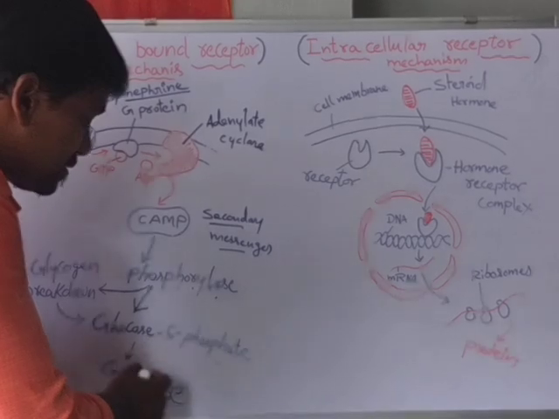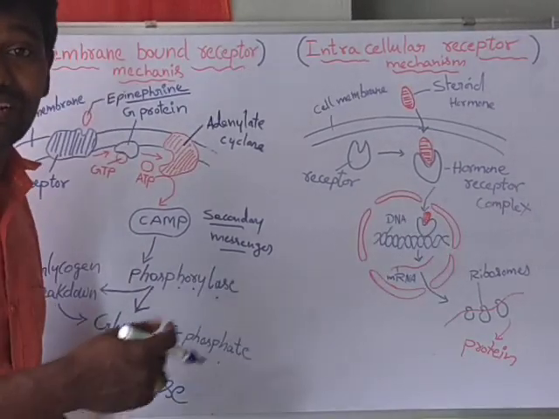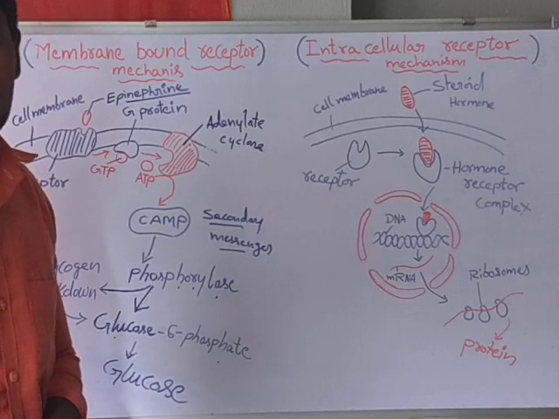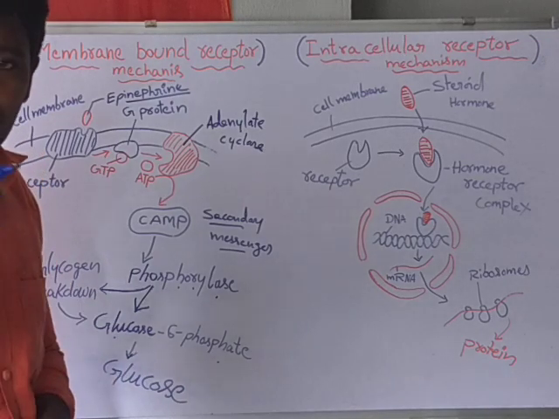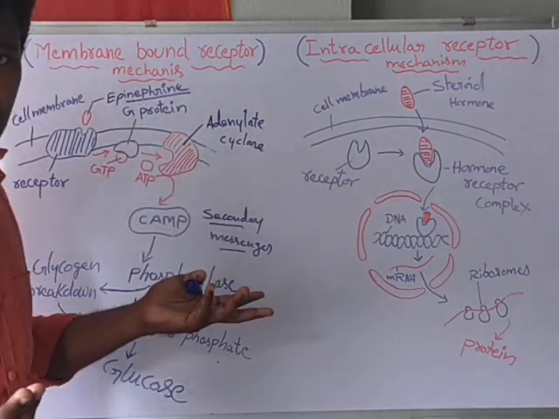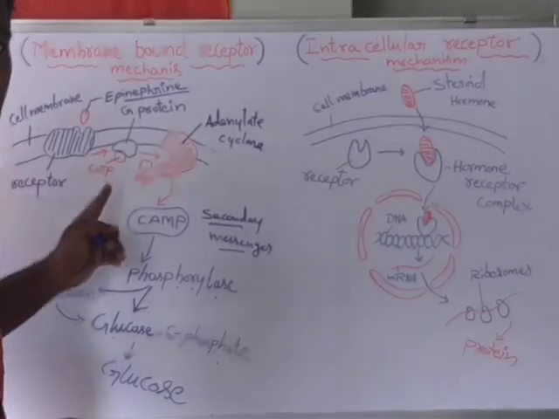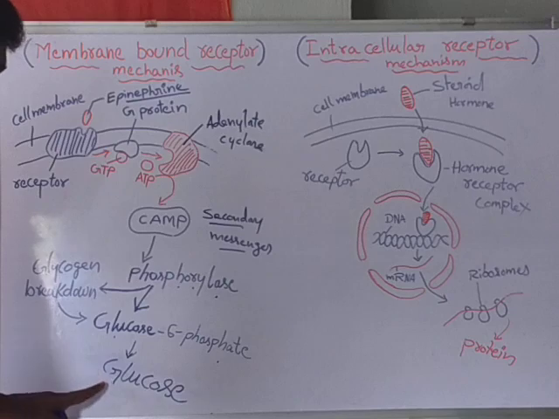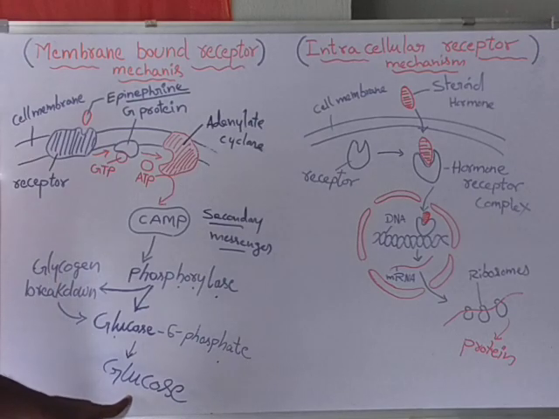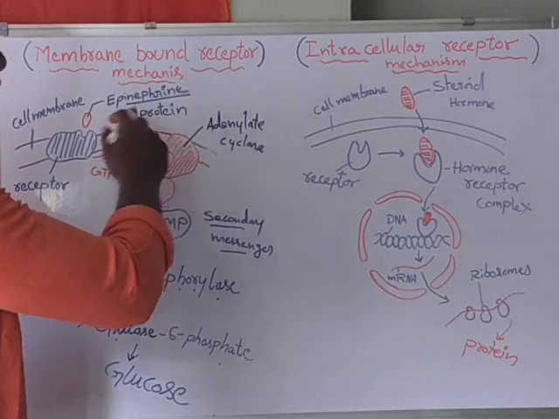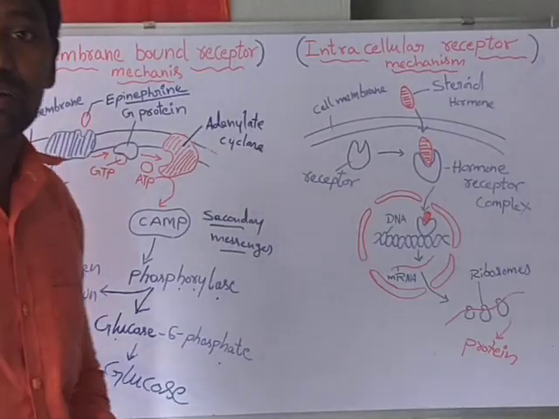Okay, so this mechanism is called the fight and flight mechanism. When adrenaline is released, adrenaline or epinephrine, both are the same. When it takes effect, the glycogen breaks down and releases the glucose into the blood. So this is the membrane bound receptor mechanism, the hydrophilic hormone mechanism.